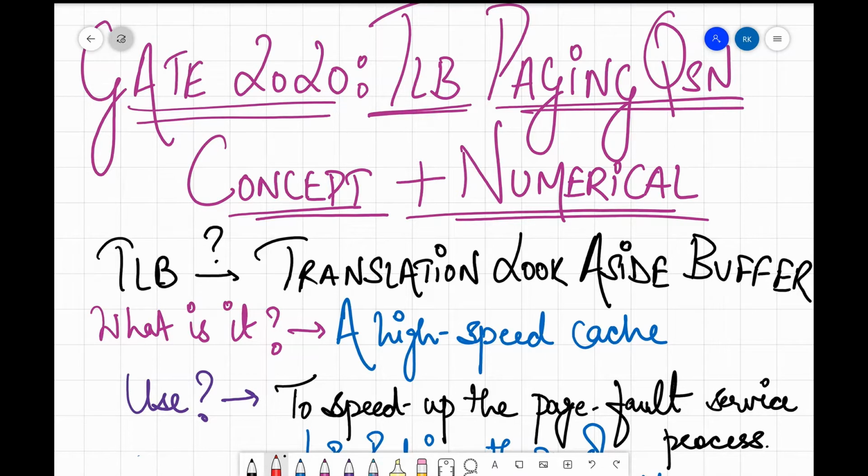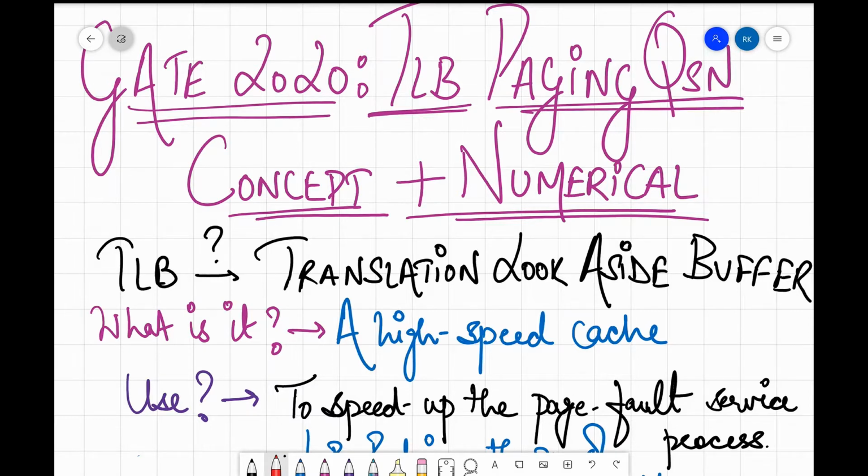In this session, we are going to take an important question from GATE 2020. Basically, we are first going to cover its concept and then we'll solve the numerical. Okay, so now this is a very important topic from computer architecture and organization, and it is TLB paging.